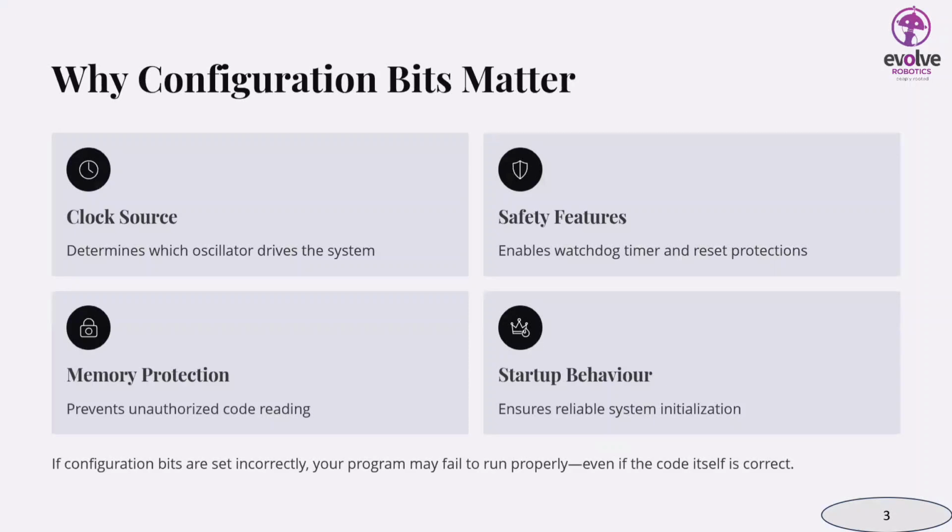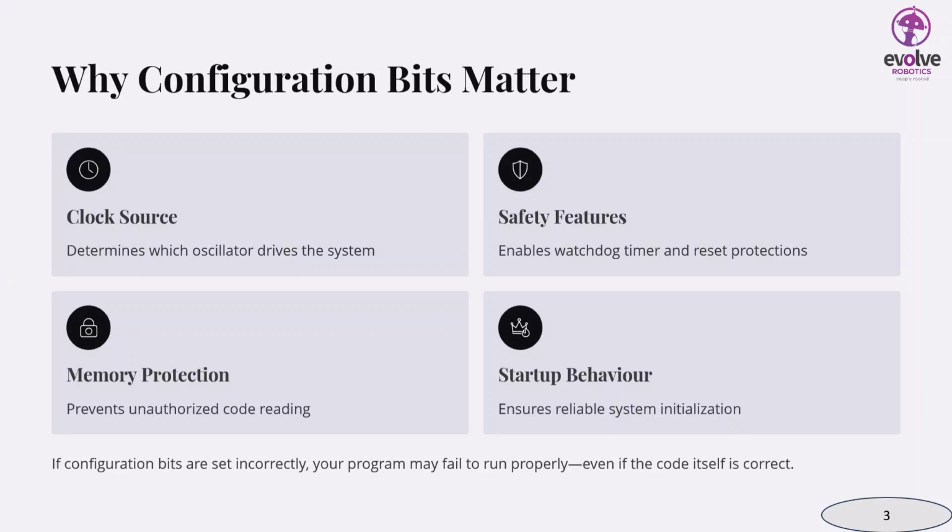Why do configuration bits matter? These configuration bits are very important because they control the overall behavior of the system. They decide which clock is used, whether safety features like the watchdog timer are enabled, whether the system starts safely, whether memory is protected. If configuration bits are wrong, your program may not run properly.